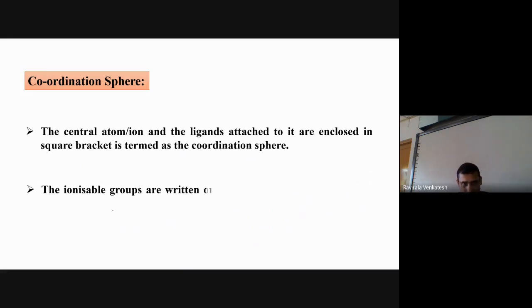Next, one more thing we see: coordination sphere. What is the meaning of coordination sphere? Whenever the ligands are attached to the central atom and are present inside the square brackets, they are called the coordination sphere. For example, you take this example.